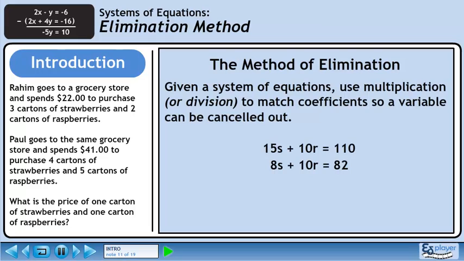Simplifying, we get the equations shown here. This is looking pretty good. We have the same coefficient for r, but what do we do now? We must either add or subtract to get rid of r. In this case, we'll subtract.